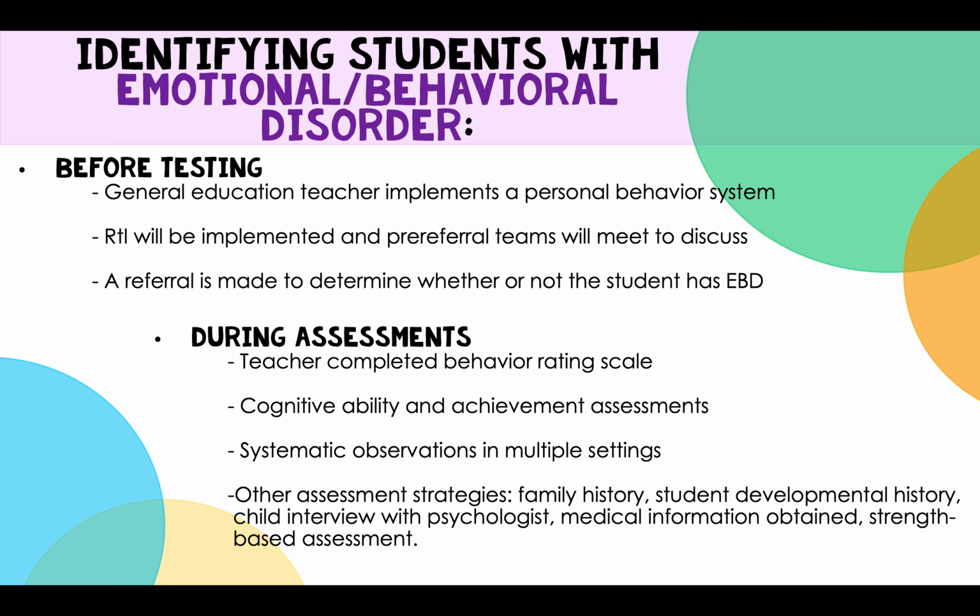To assess a student for EBD, several steps are then put into place. First, a teacher must complete a rating scale to show the relevance of the student's behaviors. Additionally, cognitive ability and achievement are also measured. Next, systematic observations will be conducted in the classroom, lunchroom, specials classes, recess, etc. Adults are really going to be looking to see the students' behaviors in a variety of different environments and settings.